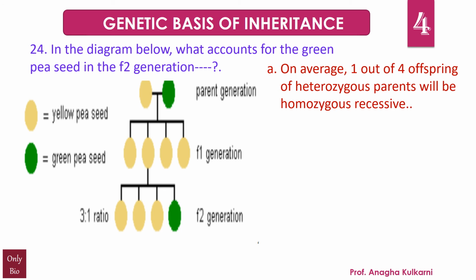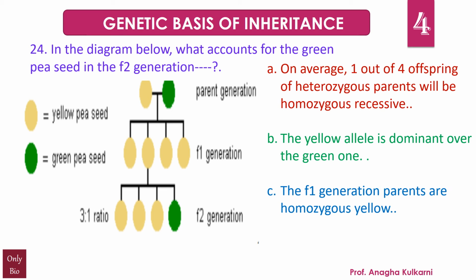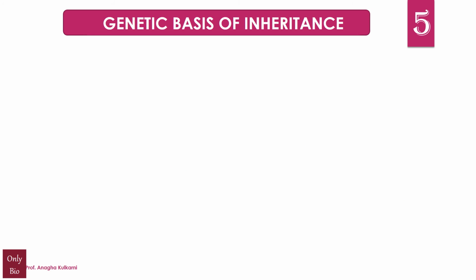A. On average, 1 out of 4 offsprings of heterozygous parents will be homozygous recessive. B. The yellow allele is dominant over the green one. C. The F1 generation parents are homozygous yellow. D. Green color always appears in F2. And the correct answer for this question is A. So on average, 1 out of 4 offsprings of heterozygous parents will be homozygous recessive.